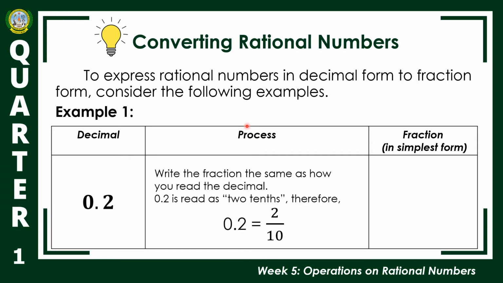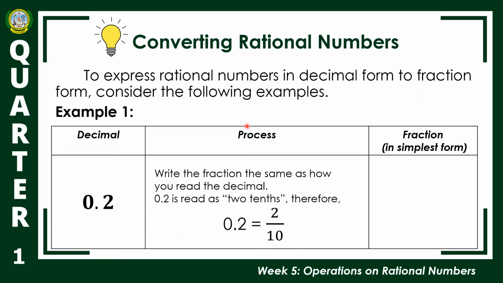So, bakit dapat alam basahin to? Because, ayan, for us to write the fraction the same as how you read the decimal. So 0.2 is read as 2/10. Therefore, it should be written as 2/10 in fraction. So 2 over 10. Okay? So ganun po siya. Kung paano nyo binasa, ganun nyo siya isusulat.